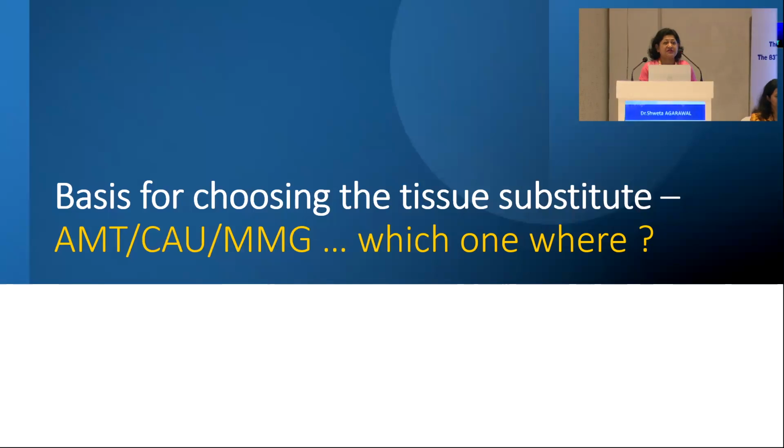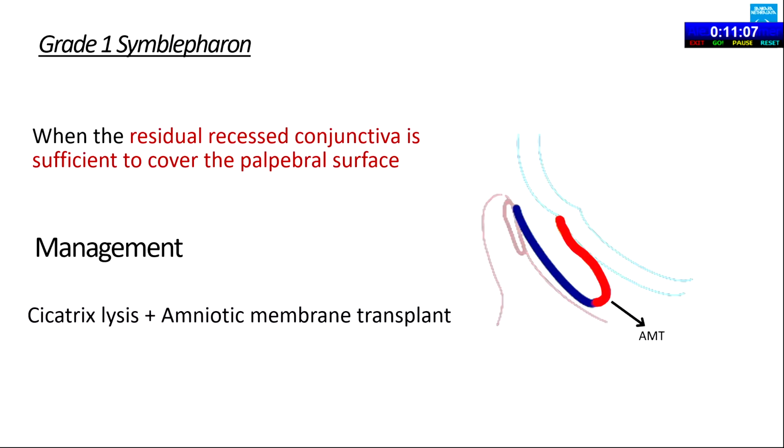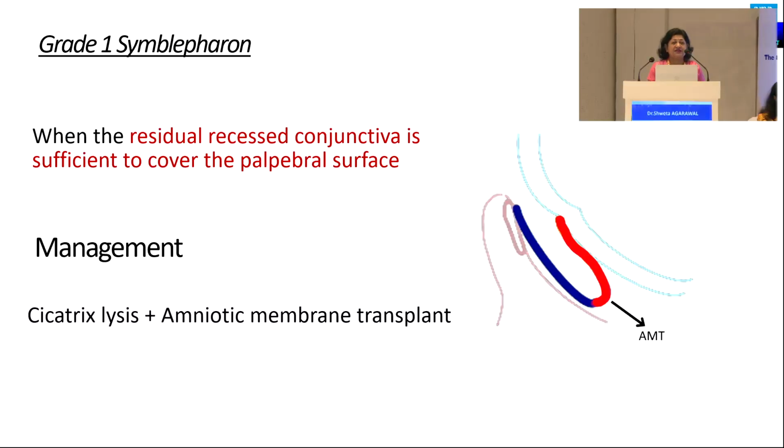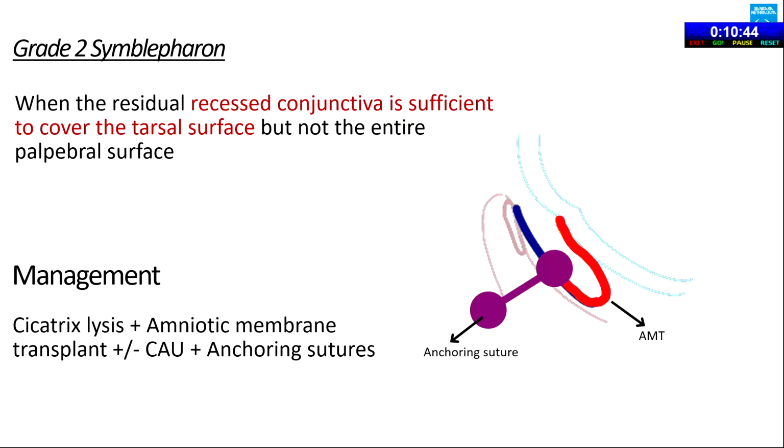Now, what is the basis of choosing the tissue substitute? So where do I use an amniotic or a conjunctival autograft or a mucous membrane graft? Now, basically, it all depends upon the extent of the raw bed that is left behind after the surgical excision. So if it's only the palpebral surface which is left bare to cover, then you will go ahead with an amniotic membrane graft. However, if it is the bulbar and the palpebral which is bare, you will go ahead with a conjunctival autograft, sometimes along with an amniotic membrane transplant and with an anchoring suture.